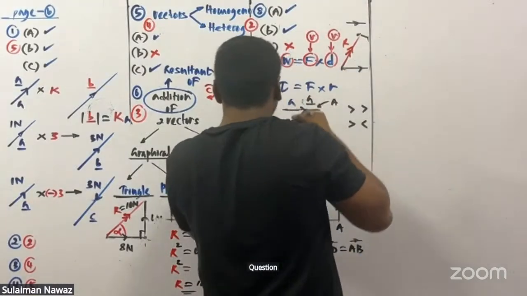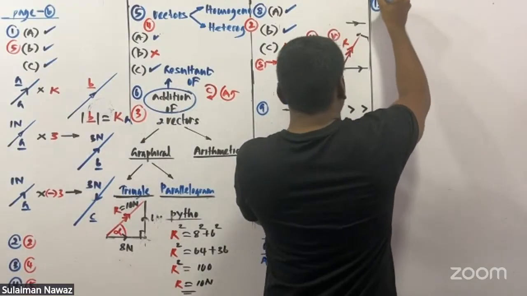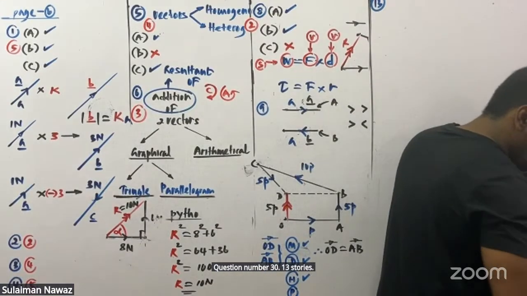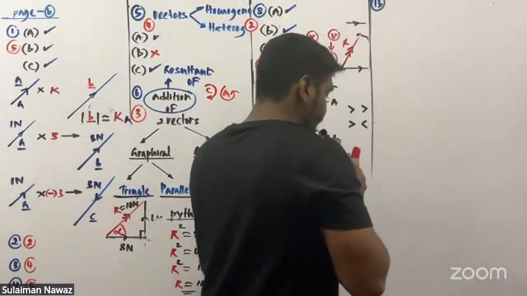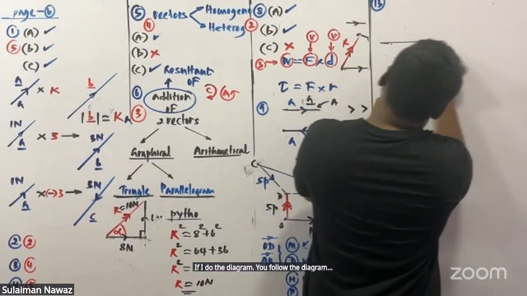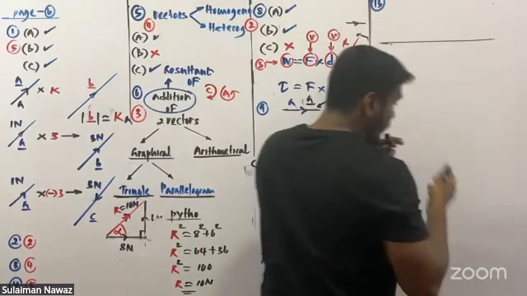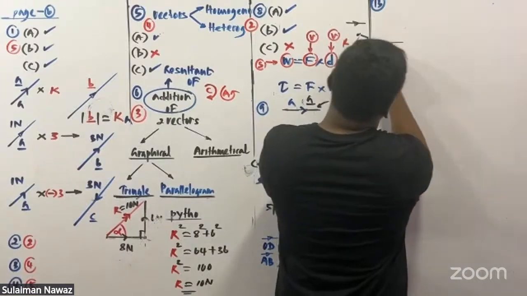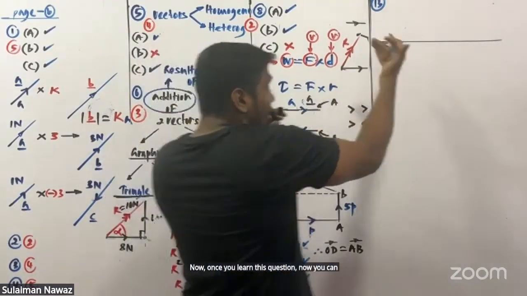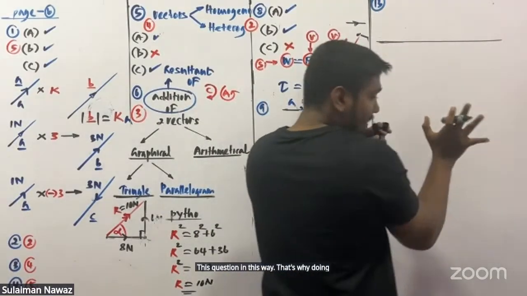This is a nice question, question number 13. I'm drawing this kind of diagram. Once you learn this question, you can think about it in this way. That's why doing many questions is important.